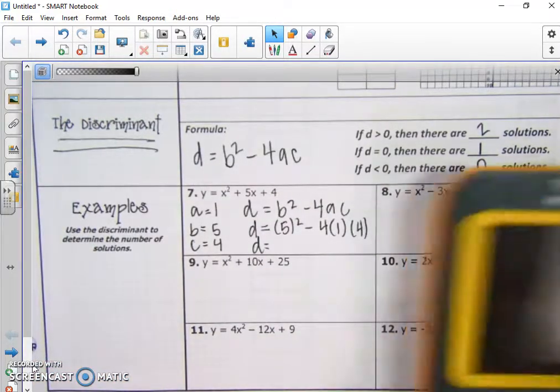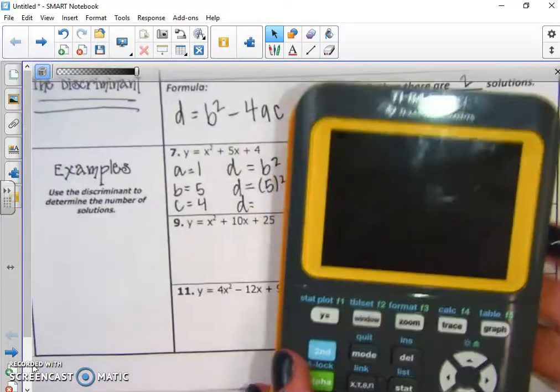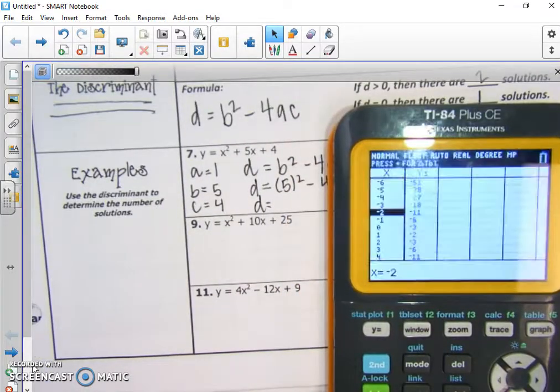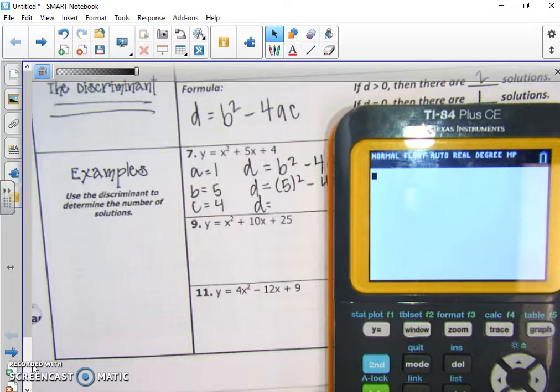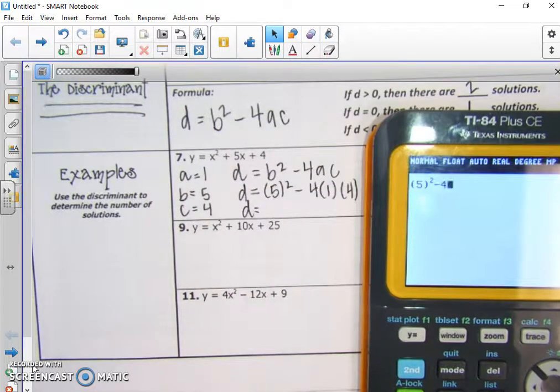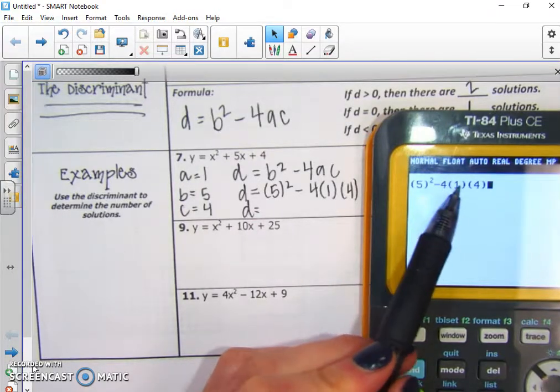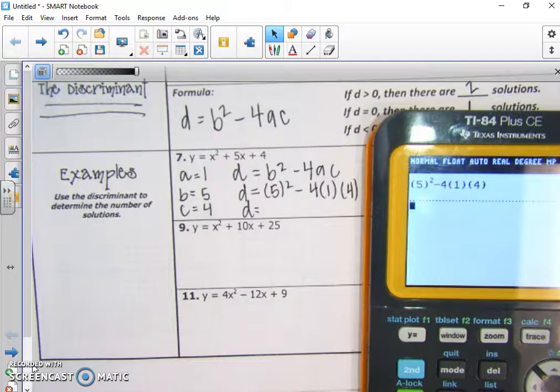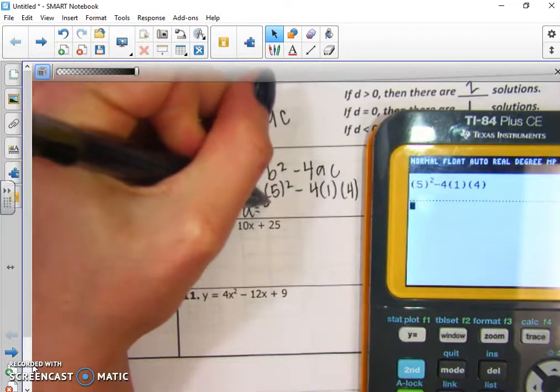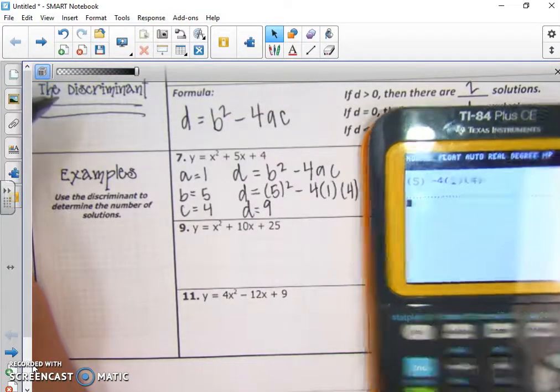I'm going to put this whole thing in my calculator. So we have 5 squared minus 4 times 1 times 4 again. So B squared minus 4 times A times C. And that will give us 9. So this has a discriminant of 9.